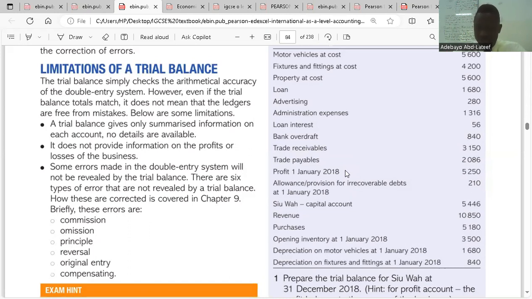Revenue represents a credit entry. Purchases represents a debit entry. Opening inventory is a debit entry because it was a closing entry for the last year, now an opening entry. But whenever we have a closing inventory, the closing inventory will be a credit entry. All opening inventory will be a debit entry. All closing inventory will be a credit entry.